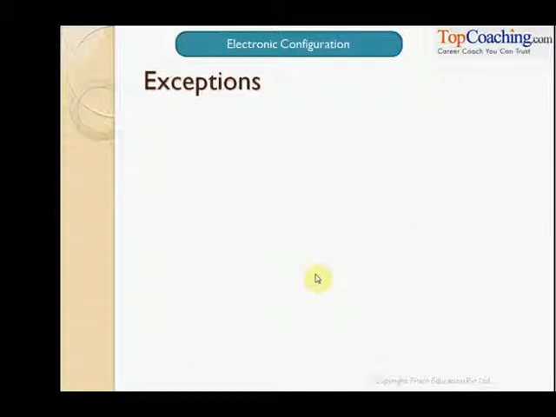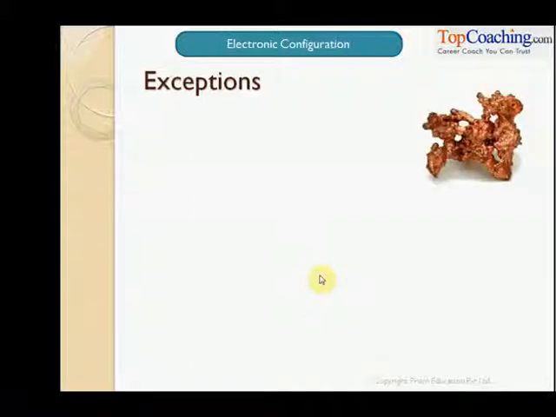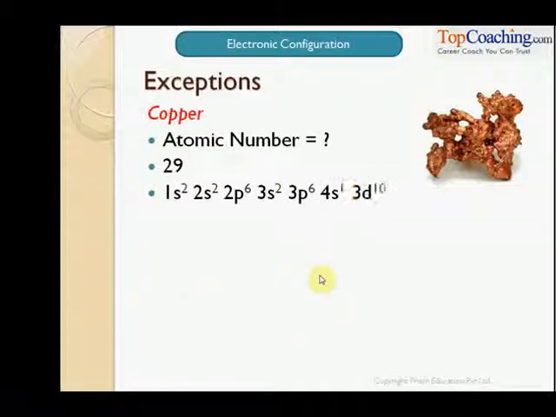However, life is not that easy, and we have a few exceptions here too. For example, copper with an atomic number of 29 has an electronic configuration of 1s2, 2s2, 2p6, 3s2, 3p6, 4s1, 3d10, not 4s2, 3d9, which we would have expected.